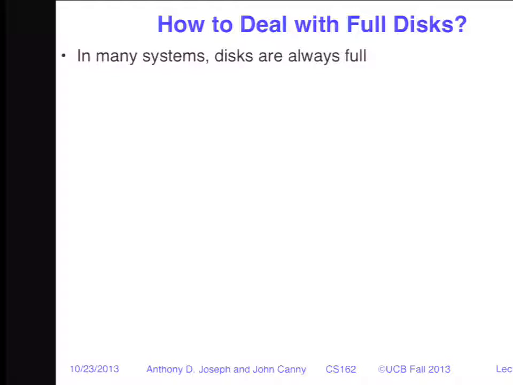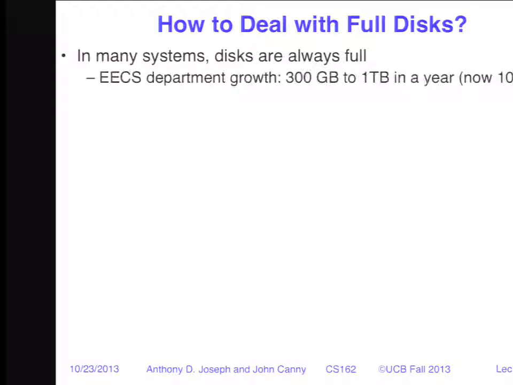About 10 years ago, I looked at the EECS department, our total department storage. It grew from 300 gigabytes to 1 terabyte in a year. So that's more than 300% growth in 1 year. That was probably the introduction of a new version of Office or something like that. Now we actually have many tens of terabytes. I think we have on the order of 60 terabytes worth of data in use.